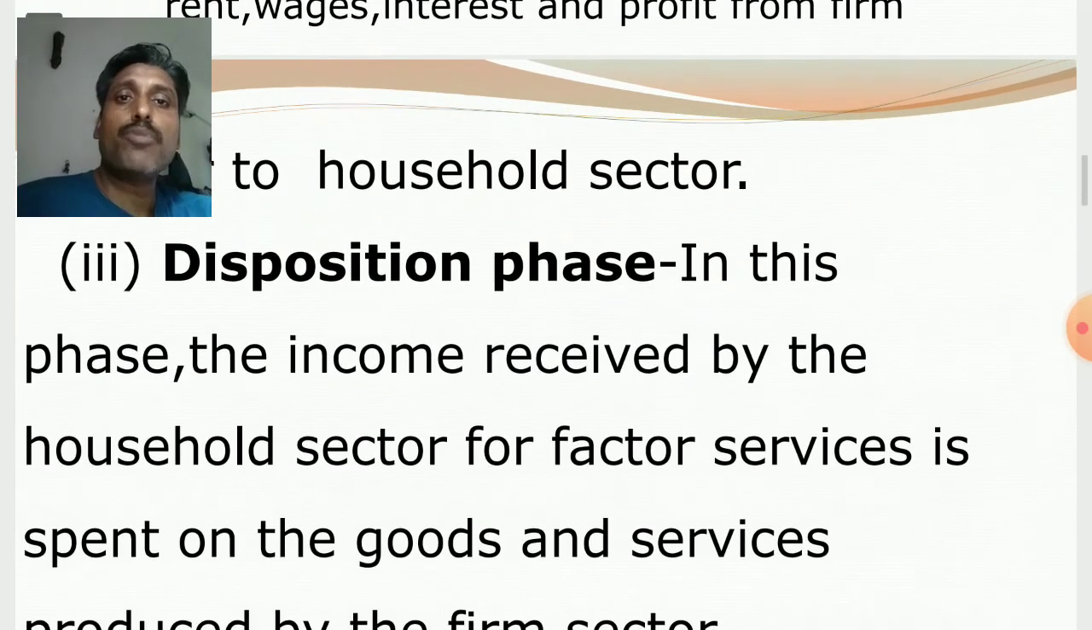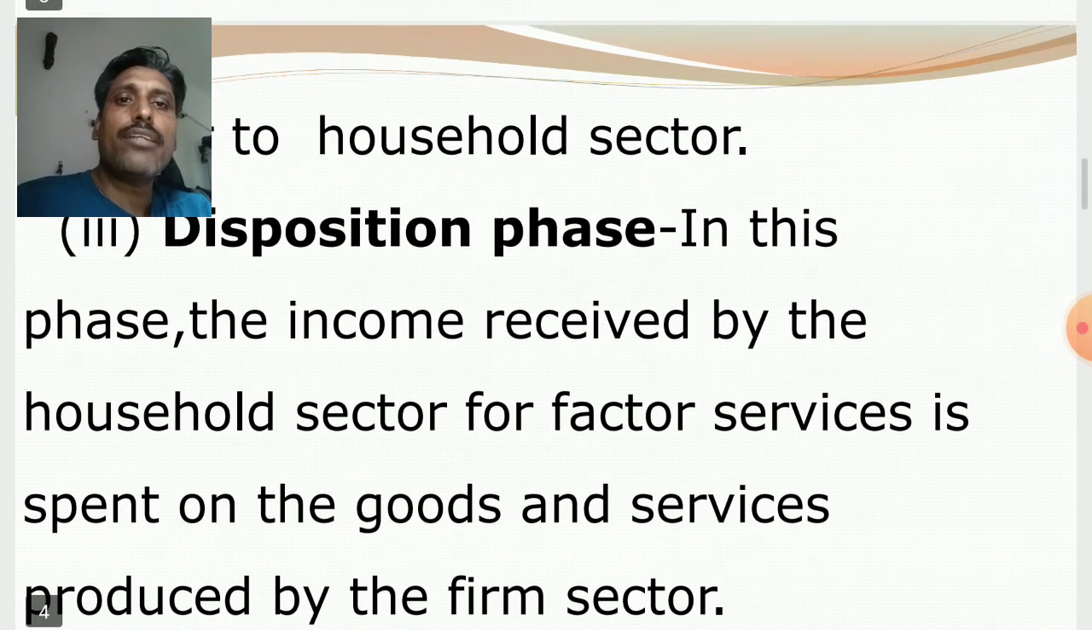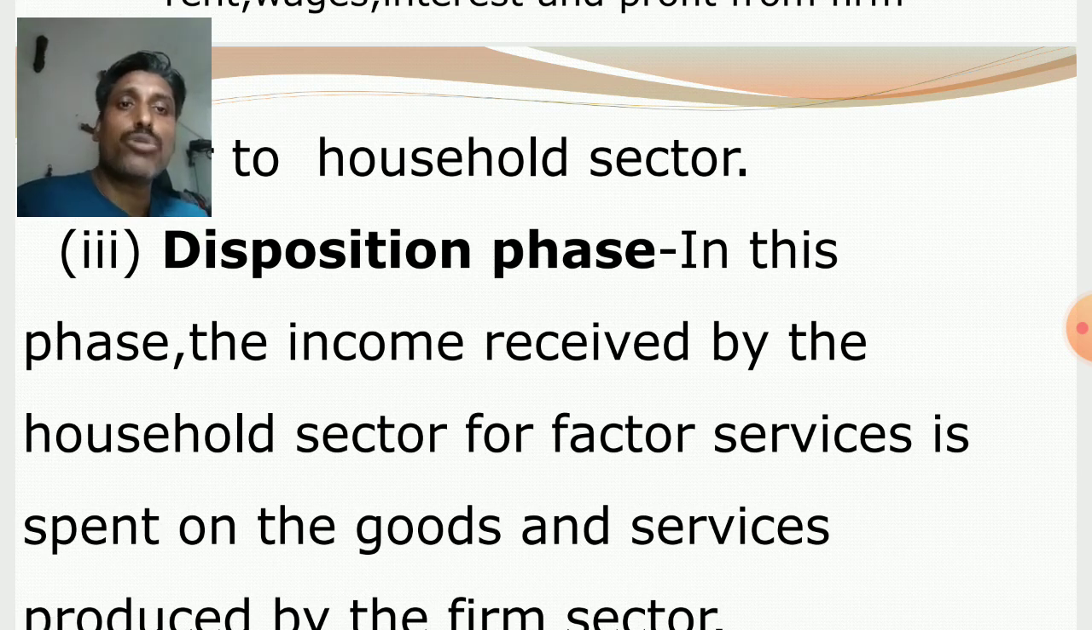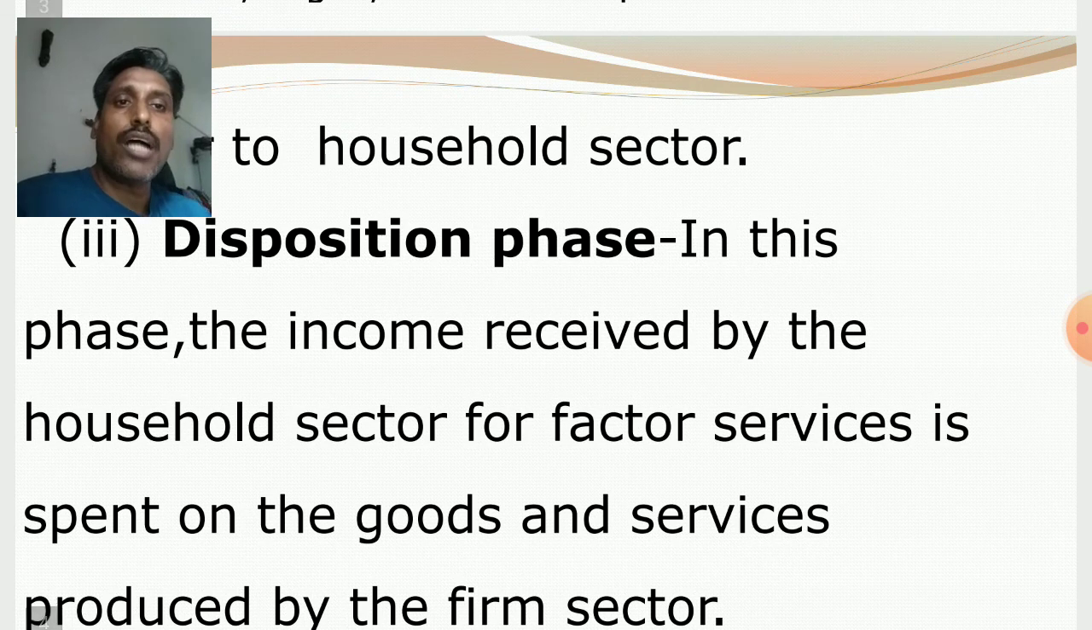Third one, disposition phase. The household sector has already received factor income from the farm sector. So in this phase, the income received by the household sector for factor services, in the form of rent, wages, interest and profit, is spent on the goods and services produced by the farm sector. Just to remember, in the disposition phase, the household sector incurs expenditure on goods and services produced by the farm sector.